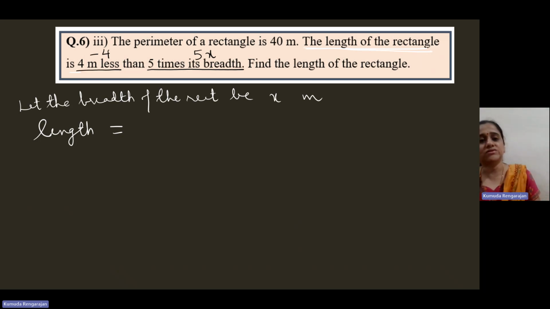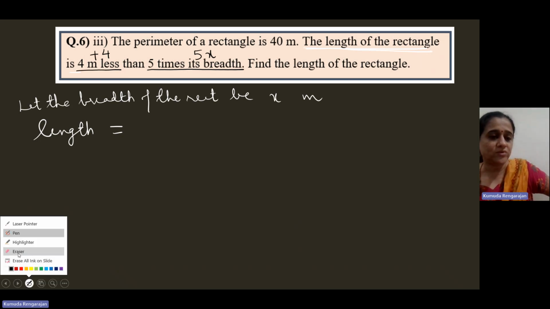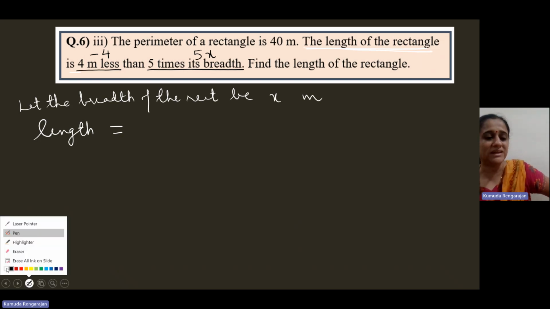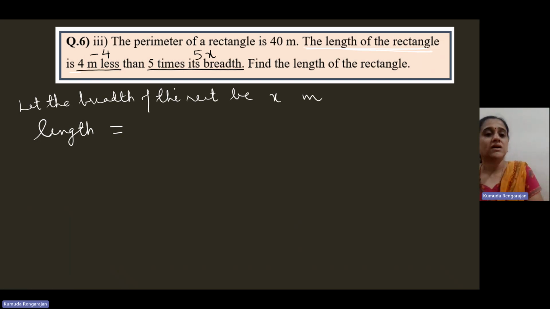Now, which one first? Whatever comes after more than or less than. If it was 4 meters more than, then it will be +4. This is 4 meters less than, so it's -4. Now, which one to write first? Whatever comes after less than, more than, that should be written first, because that's the meaning actually. So 4 meters less than 5 times its breadth: write 5x and then -4. This is the expression for length.